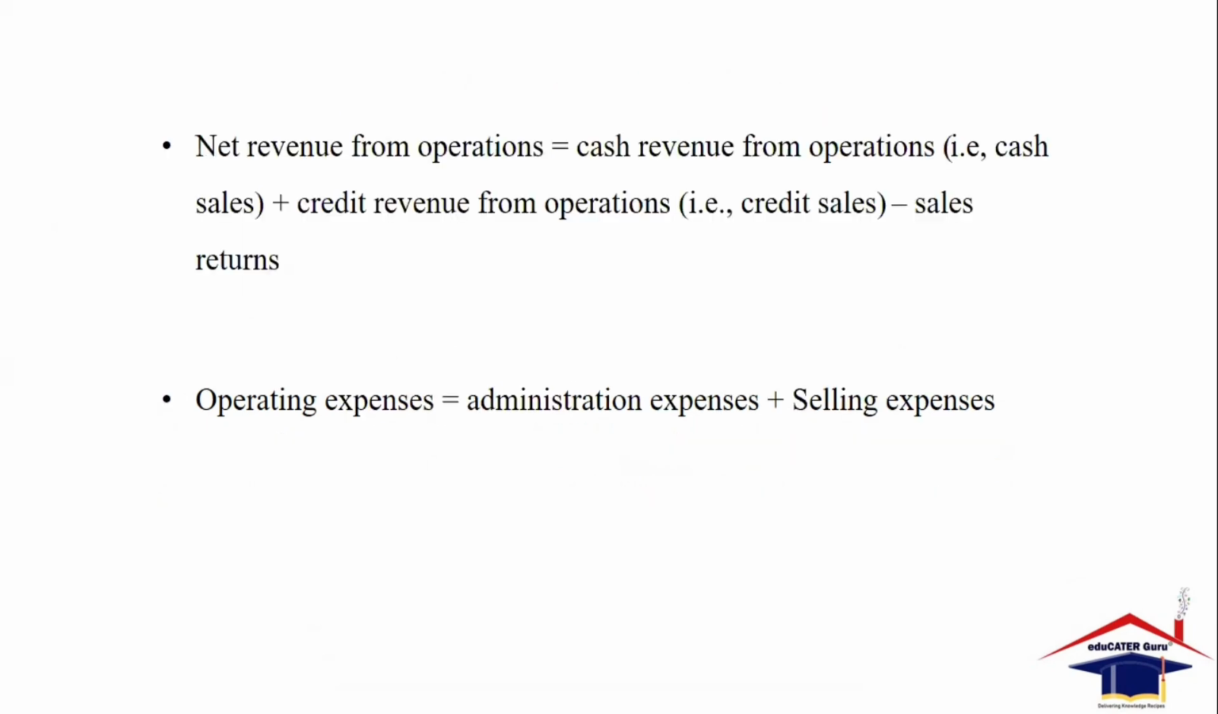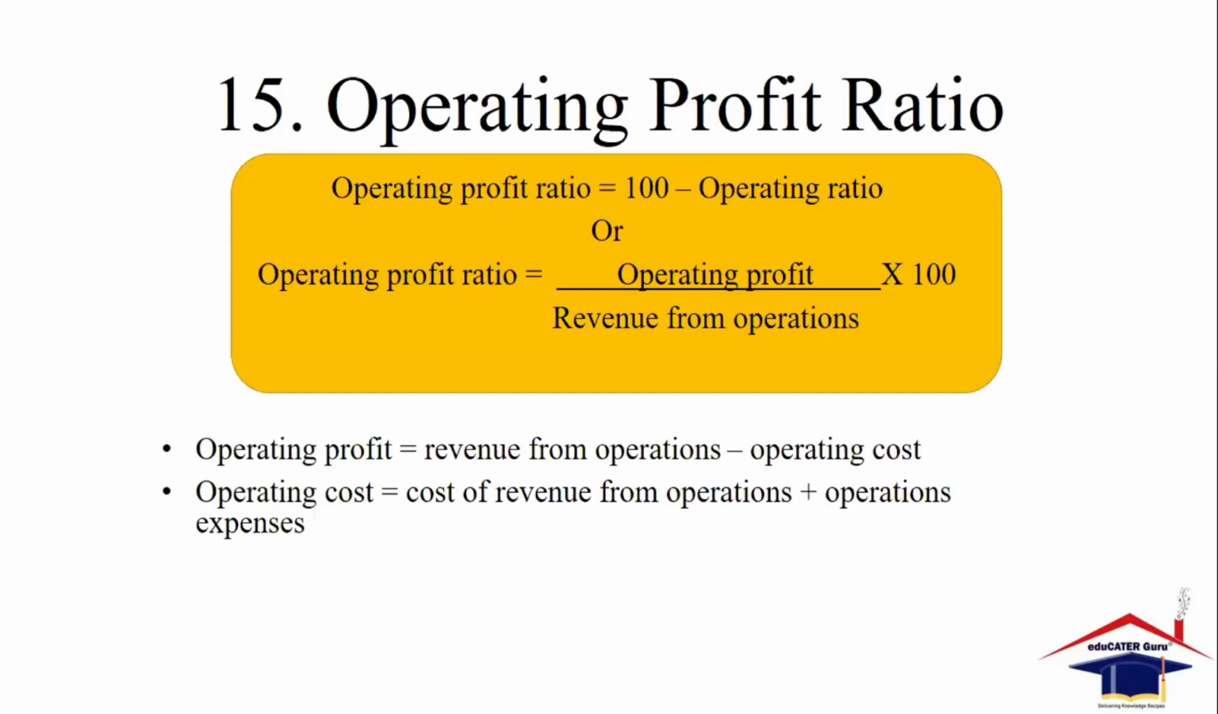Next, net revenue from operations. It is nothing but cash revenue from the operations, that is sales, and also credit revenue from the operations, that is credit sales, by deducting the sales return. So in simple words, total sales, that is both cash and credit sales, minus sales return, we will get net revenue from operations. Then operating expenses consist of administration expenses and selling expenses.